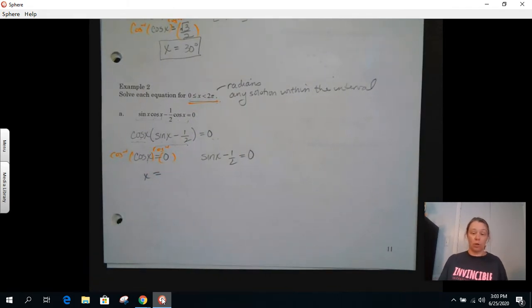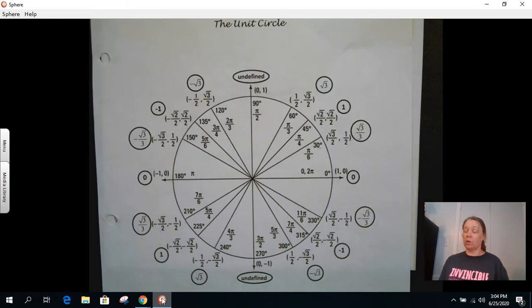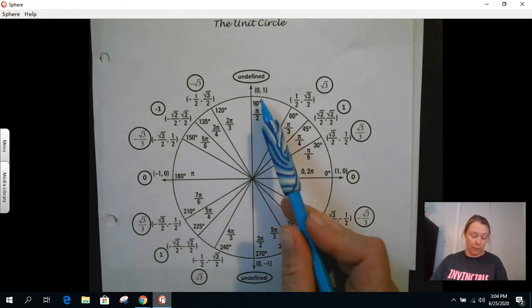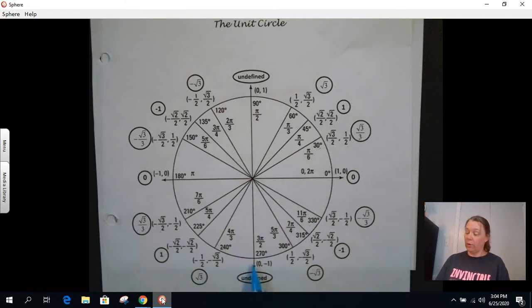Where on my unit circle is the x value 0? That's what I'm looking for on my unit circle. So where on the unit circle is my x value 0? 0 here, and it's 0 here.